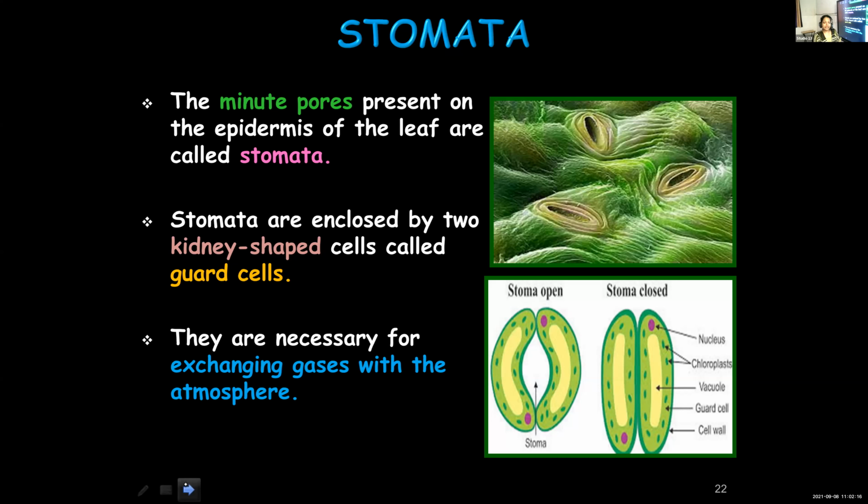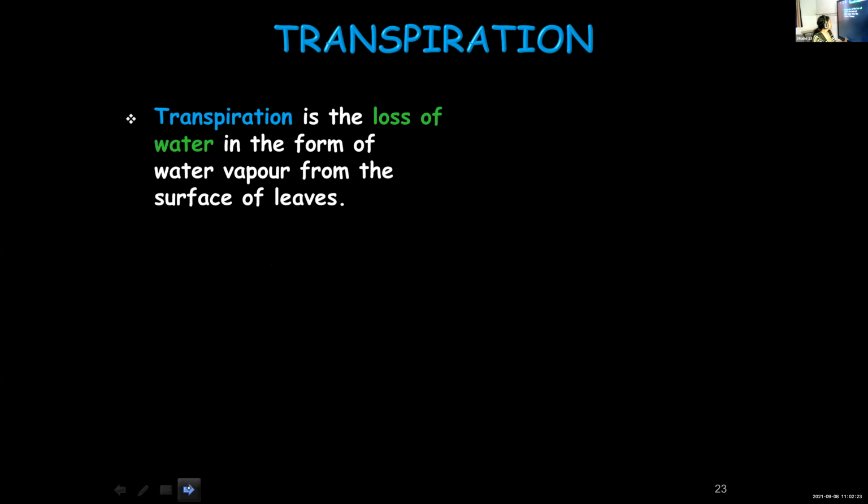Apart from that, they help in transpiration also. Have you heard about transpiration, children? Yes, ma'am. Transpiration means the loss of water in the form of water vapor from the surface of leaves. That also takes place through stomata. It's similar to sweating in human beings. We sweat, no? When the weather is too hot, we sweat. Similarly, plants also undergo transpiration. It's a loss of water in the form of water vapor from the surface of leaves.